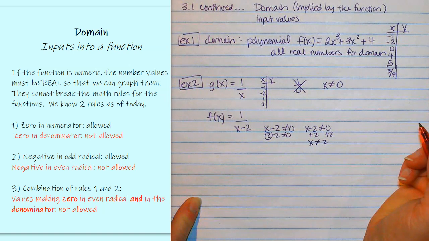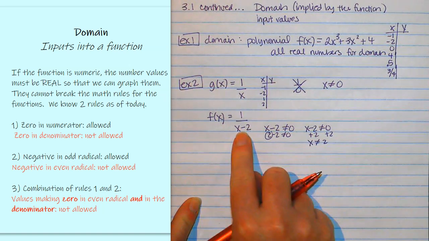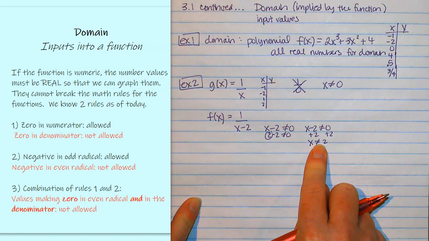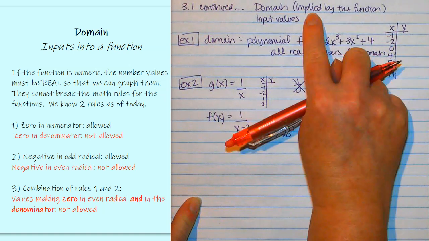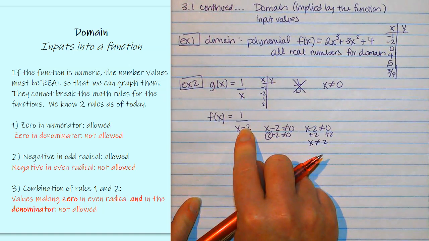So we're solving an inequality. It's not equal to. So when we graph this, we're not going to have a value at 2. You can't plug 2 in. It doesn't have a value there. That's what limited domain means. And the function that is implied here, being a fraction, this domain is limited because it has a denominator.